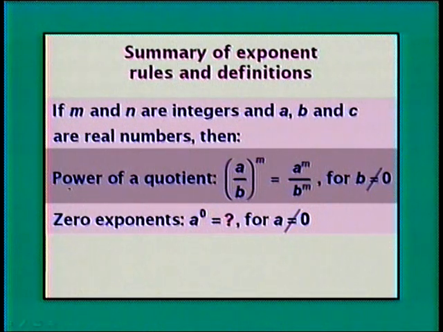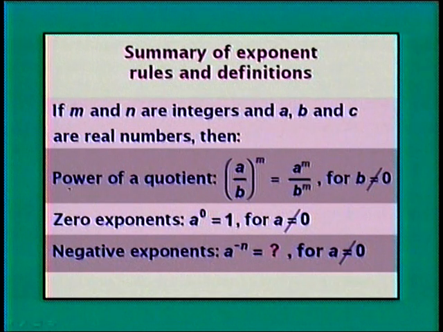What about our definition of zero exponents? A to the 0 equals what, as long as a is not 0? Again, this is one you should know. This is equal to 1. And our definition of negative exponents? How can we simplify a to the negative n? Do you remember this one? It's 1 over a to the positive n. Again, provided that a does not equal 0.